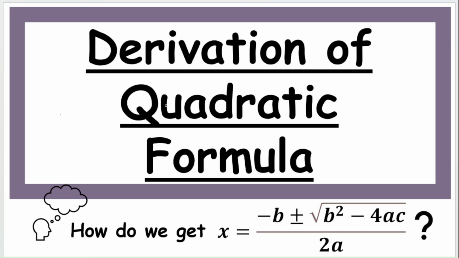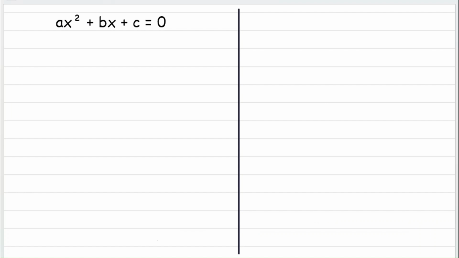Hey everyone, in this video we are going to derive the quadratic formula step by step using completing the square. So let's break it down and make it simple. Our quadratic equation in the standard form is ax² + bx + c = 0, where a is not equal to 0, because if a is 0 then this reduces to just a linear equation of degree 1. So my equation is ax² + bx + c = 0.